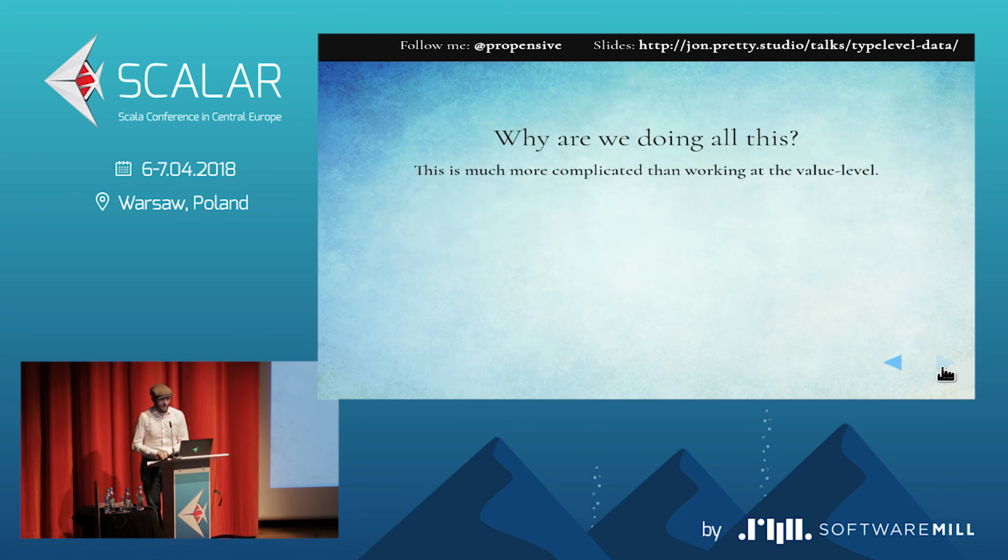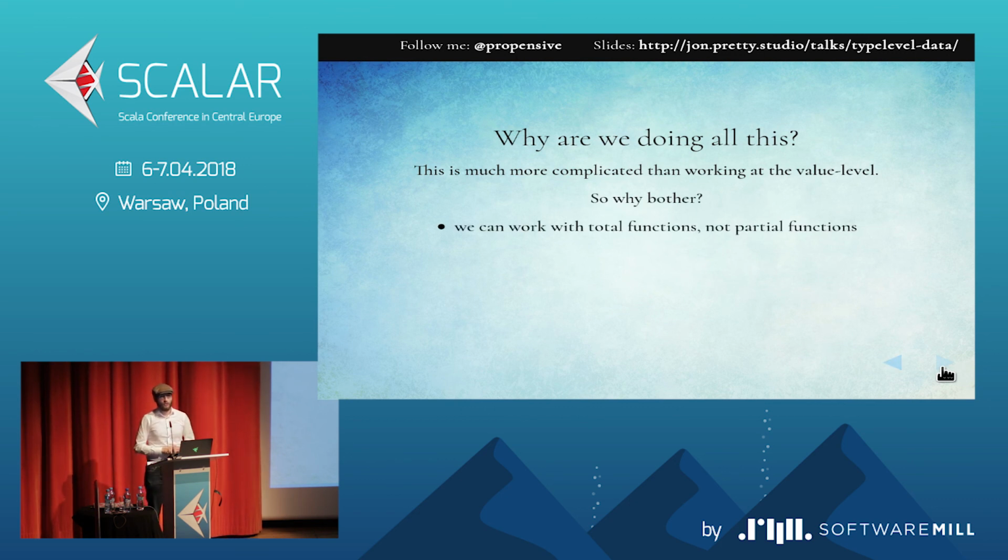So just to wrap up, I should ask the question, maybe I should have asked at the beginning, but I'm asking it now. Why are we doing all of this? Because it is genuinely more complicated than the things you're familiar with at the value level. So why bother? Well, with these precise representations of types, we can work more with total functions. We can avoid partial functions. We can eliminate whole classes of errors that may occur when we have partial functions.